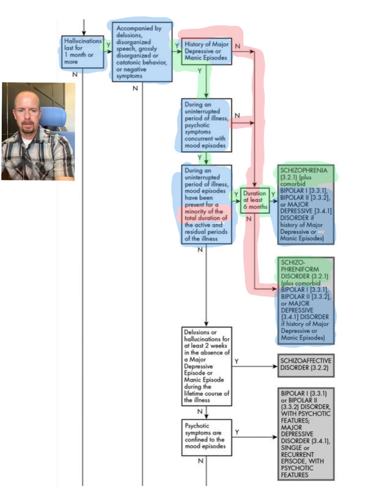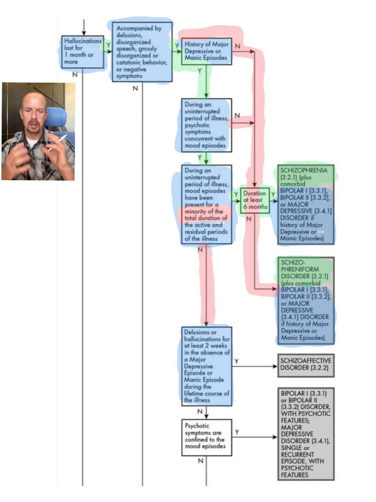Let's jump back to this other portion of the map, where there's been no uninterrupted period where the mood has been present for a minority of the total duration. If that's not a yes, then we move down here to asking ourselves whether or not the delusions or hallucinations have been around for 2 weeks in the absence of the manic or depressive mood symptoms during the lifetime course of the illness.